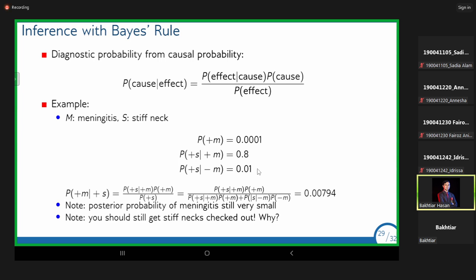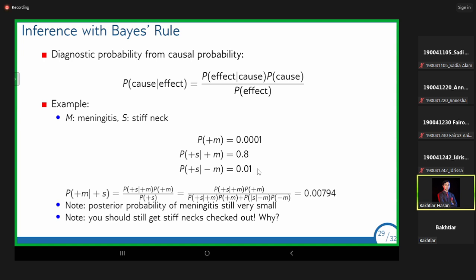That is how Bayes rule can help us diagnose a patient. Now, another point to note here is definitely if you have a stiff neck, you'd still probably want to get checked. Why? Even though the probability is small, you still want to get checked. Why is that the case? It's not that the probability is really high and Bayes rule is wrong. It's because you are a rational agent, and it's because of utility.